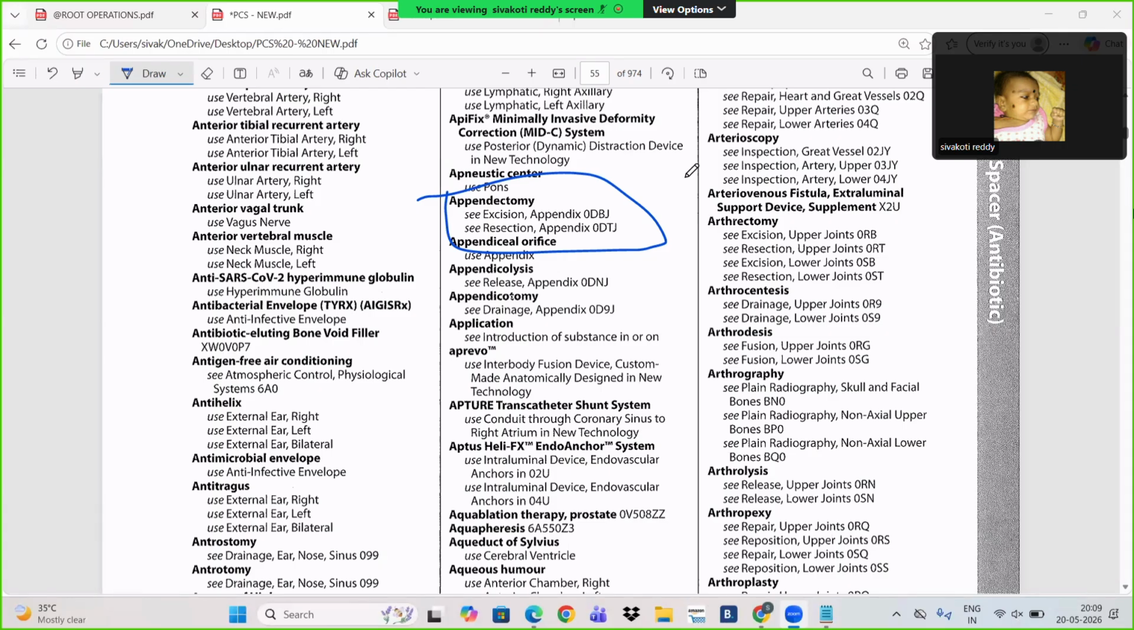So compulsory, we need to know about root operation. If we don't know the root operation, it is difficult, guys. So first thing, remember, compulsory identify the root operation. After the root operation identification, under the root operation heading, search the body part. Under the root operation heading, search the body part. You will get the 4-digit code minimum.